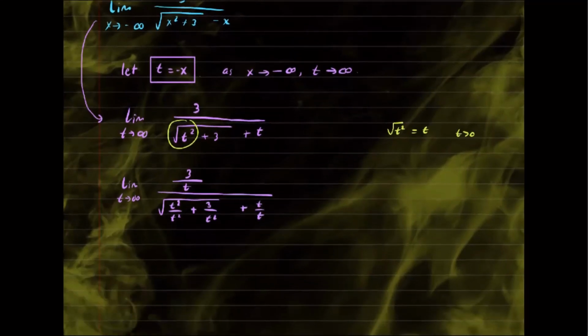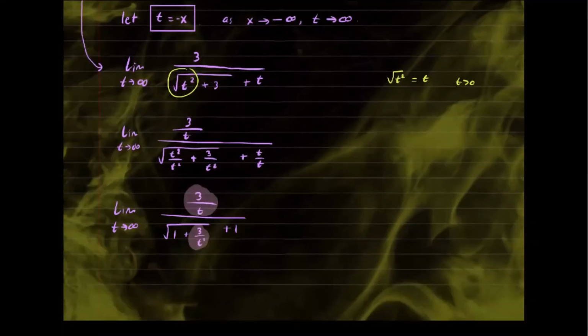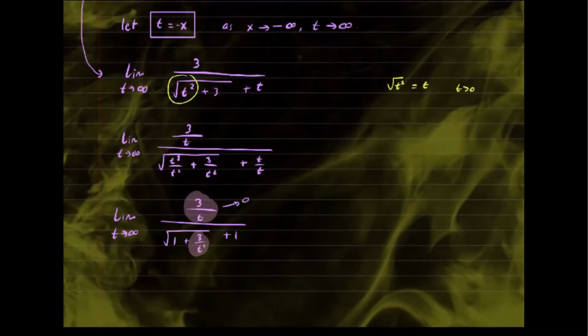Now simplify this. You have the limit as t approaches infinity of 3 over t over the square root of 1 plus 3 over t squared plus 1. Now if you take the limit, this will go to 0, this will go to 0. So this goes to 0, this goes to 0. So what we're left with is 3 over the square root of 1 plus 1, which is simply 0 over 2, that's 0.